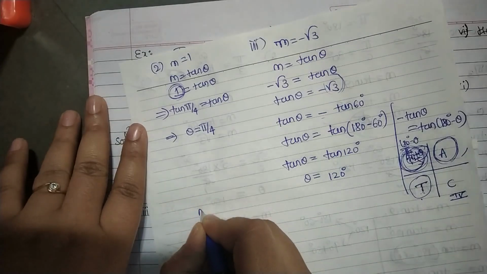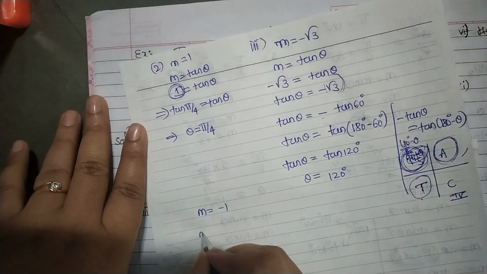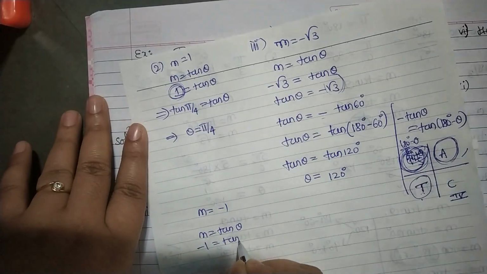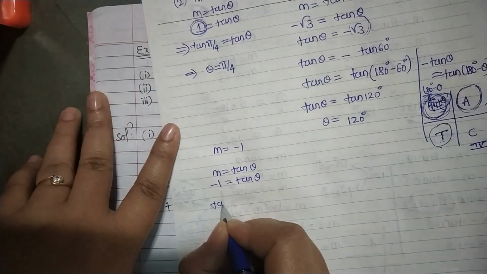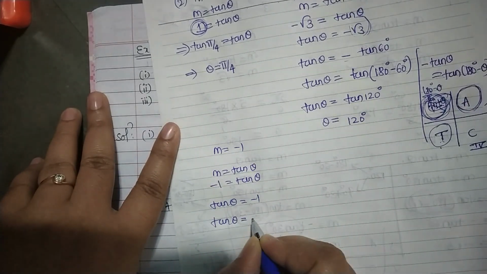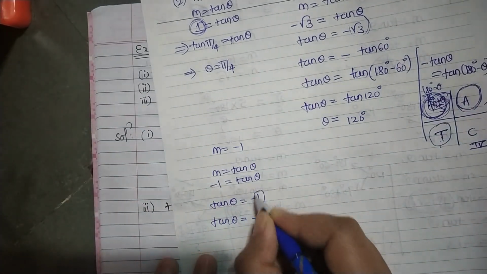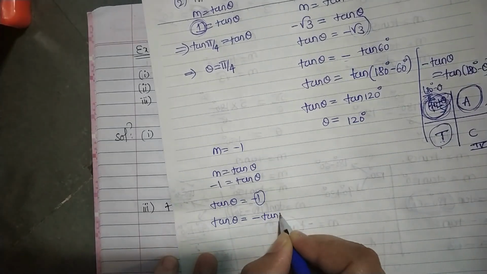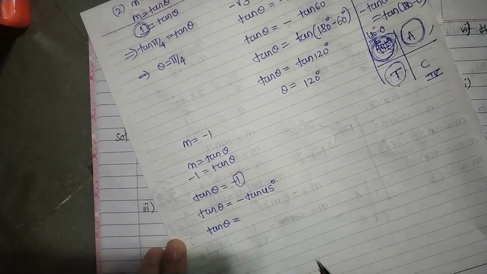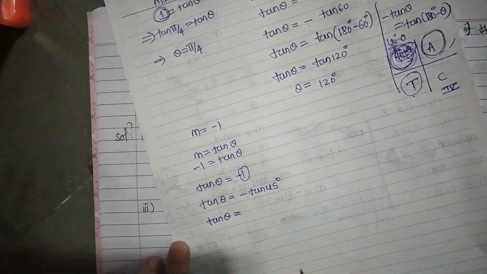Next is minus 1. So m is minus 1. We know the formula, m is equal to tan theta, so minus 1 is equal to tan theta. Therefore, we can write tan theta is equal to minus 1. For what angle is the tan value 1? Tan 45 degree. So tan theta is equal to minus tan 45.